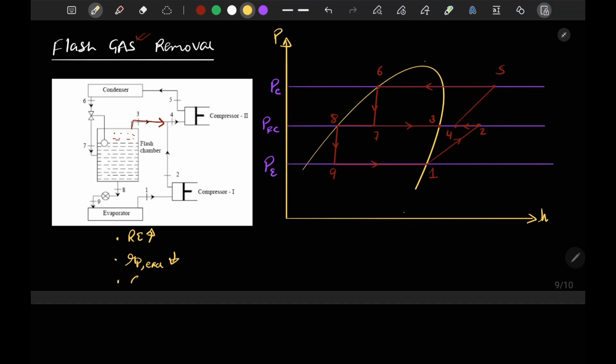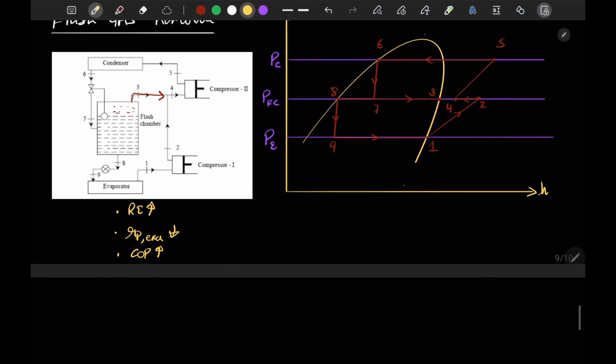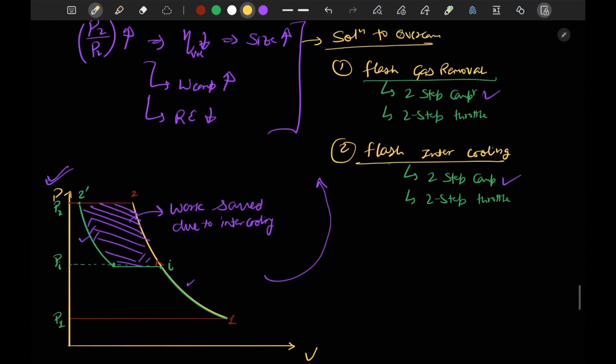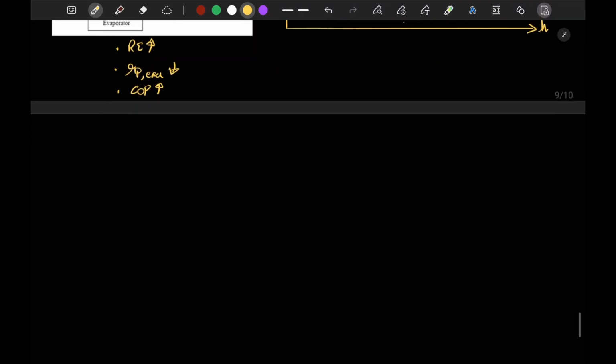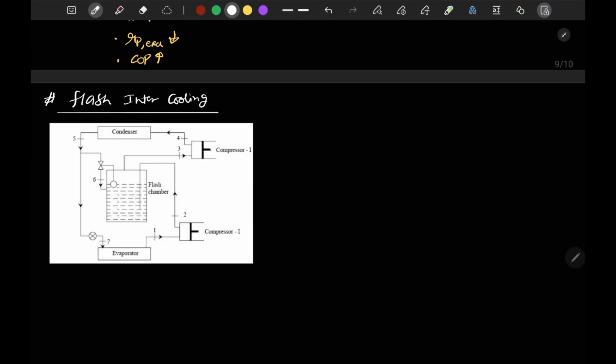Next we can say that COP increases. Okay, next we will be moving to our second one, that is flash intercooling. Flash intercooling. Okay, so this is our schematic of flash intercooling.